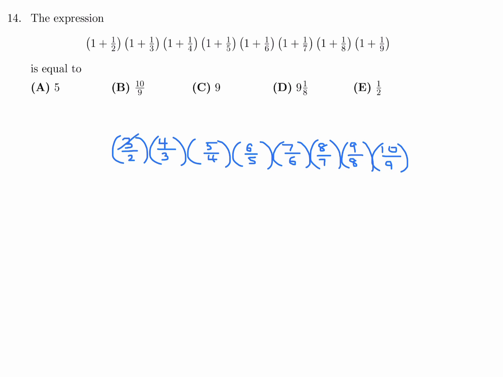And then these 3's cancel, these 4's cancel, 5's cancel, 6's cancel, 7's cancel, 8 cancels, 9 cancels. The only thing you're left with is 10 over 2. And 10 over 2 is equal to 5. So, pretty cool question. Number 14, the answer is A.